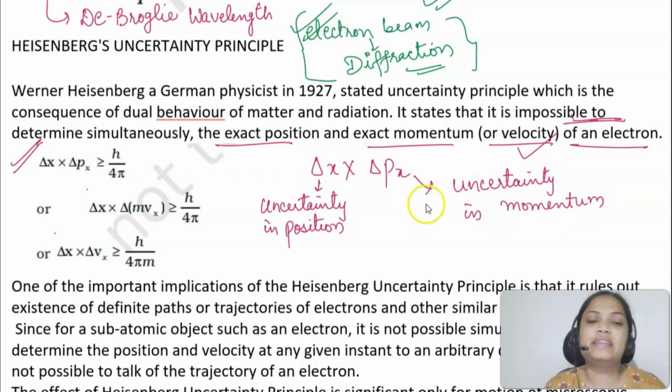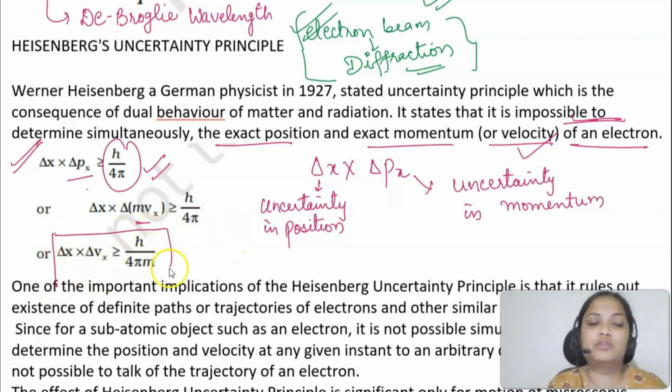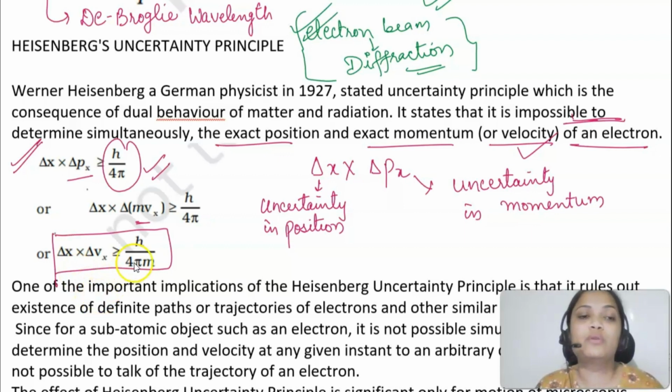It is greater than or equal to h upon 4 pi. Or if I write px as m vx, where delta vx is the uncertainty in velocity, we get this relation: delta x into delta vx is greater than or equal to h upon 4 pi m. Now what does that mean, students?